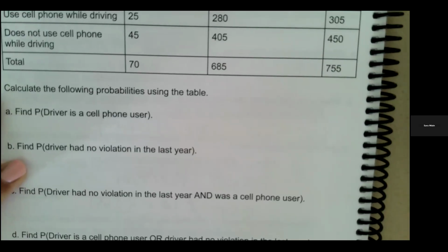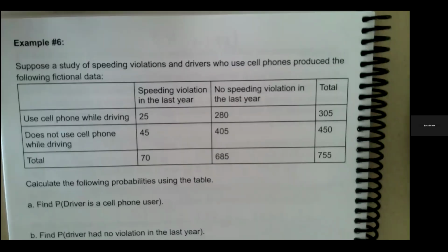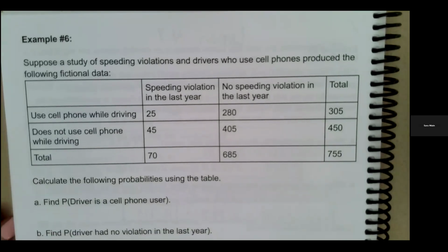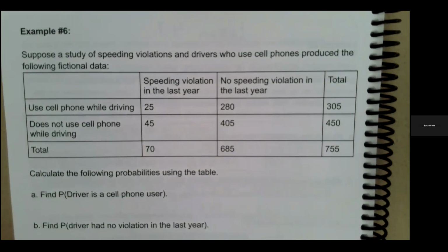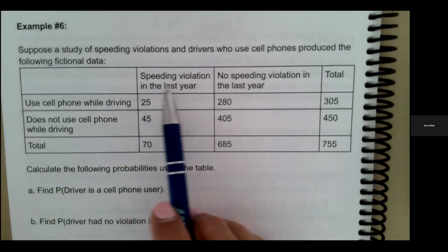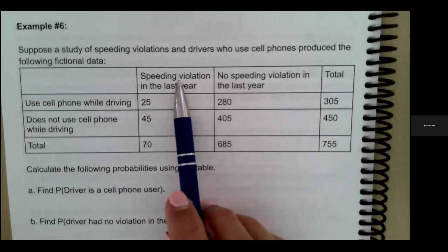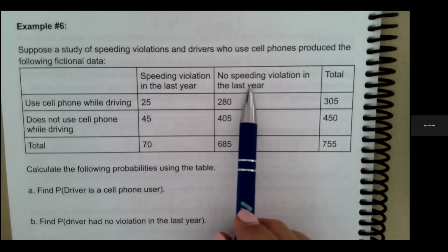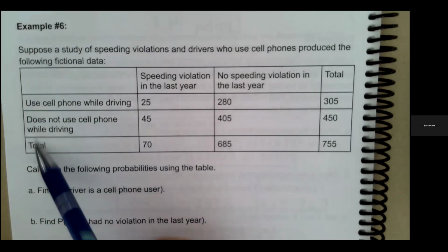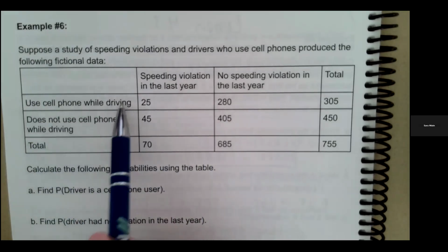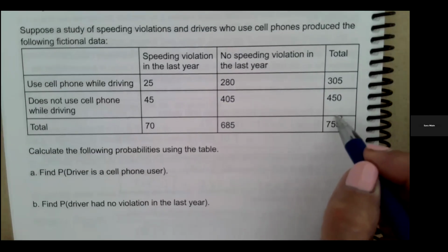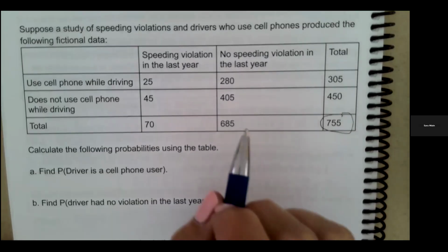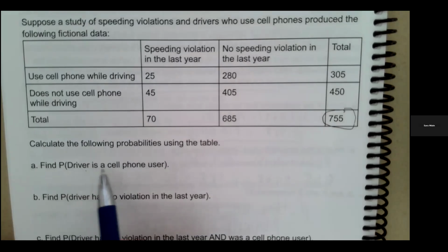Example 6 on page 92. Example 6 says, suppose a study of speeding violations and drivers who use cell phones produce the following fictional data. We have a table here. It's a two-way table. We have speeding violation in the last year or no speeding violation in the last year. And then on the vertical, we have they use a cell phone while driving or they do not use a cell phone while driving. And it looks like the total of participants was 755.